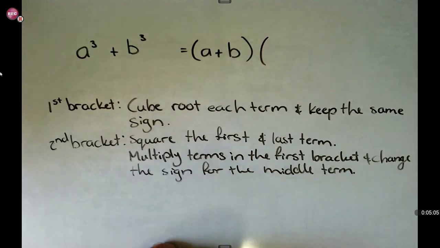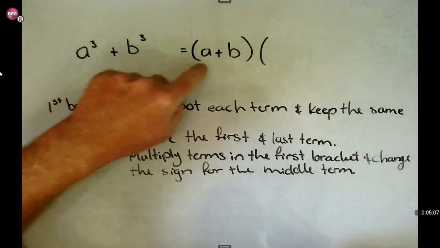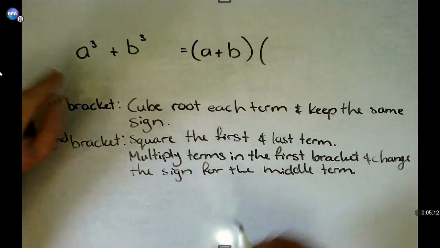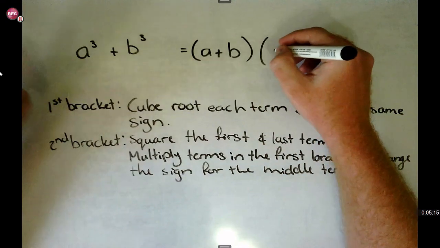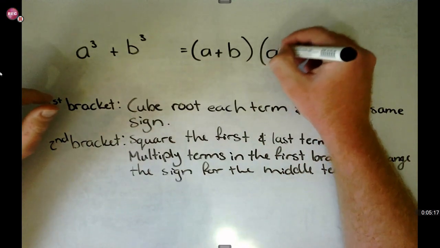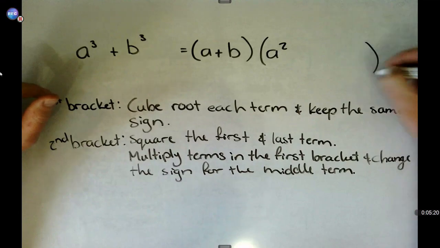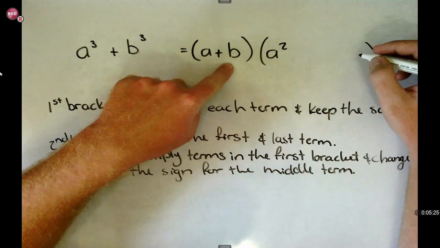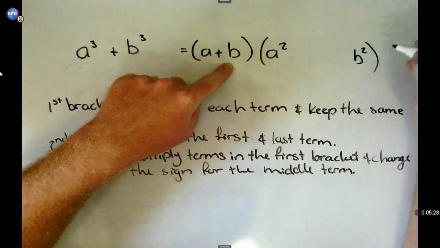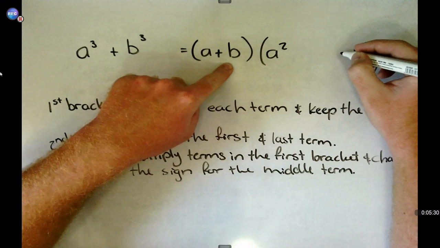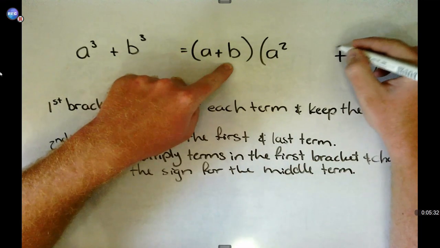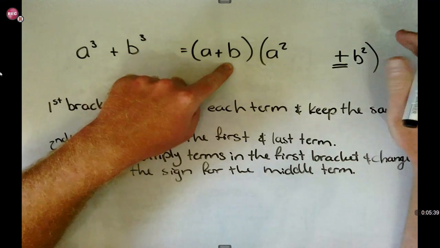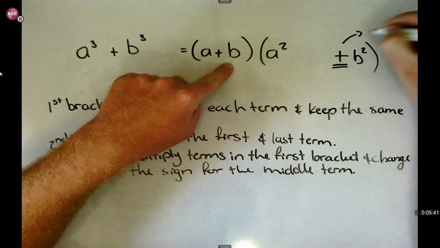Now for our second bracket, we need to square these. If you square a, it becomes a squared. Then for the last term here, we use this: b multiplied by itself will become b squared. One thing that you must remember is that the sign at the back here will always stay positive. So you just put it in there, it will always be positive.